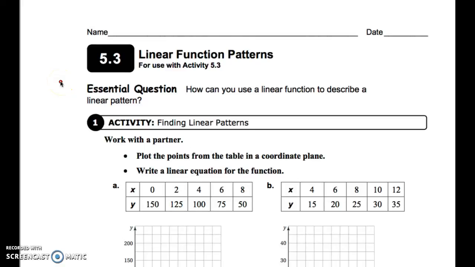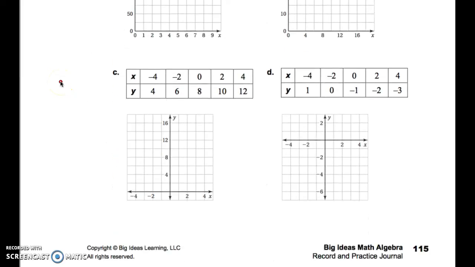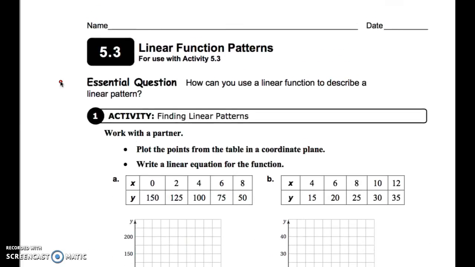All right, so we're on page 115 of your workbook. And what we're looking at in this third lesson of chapter 5 are linear function patterns. So we're going to be looking at patterns that the numbers follow as they go through an XY table, graphing them, writing equations from them. Most of it should just be a review of things that we've done in the past.